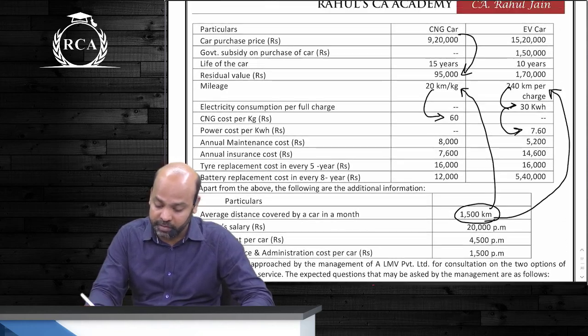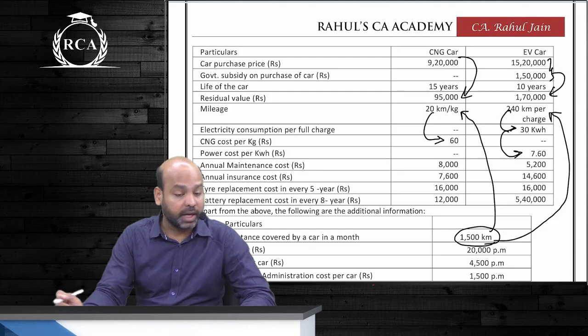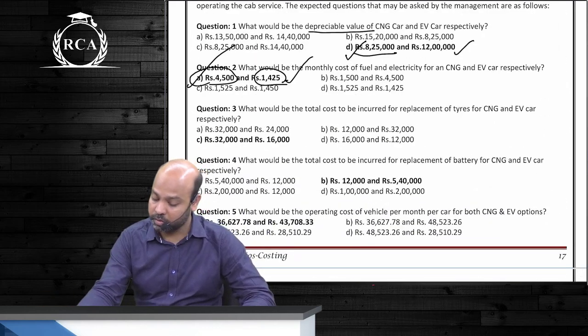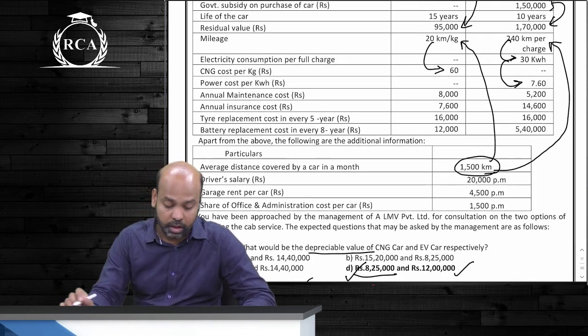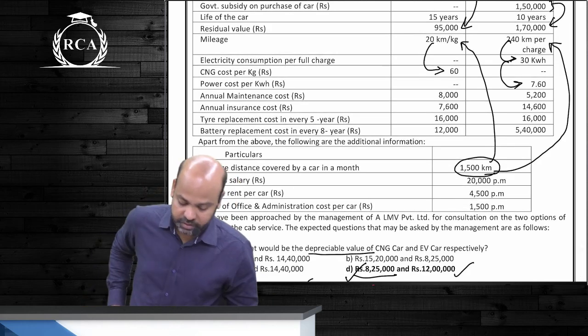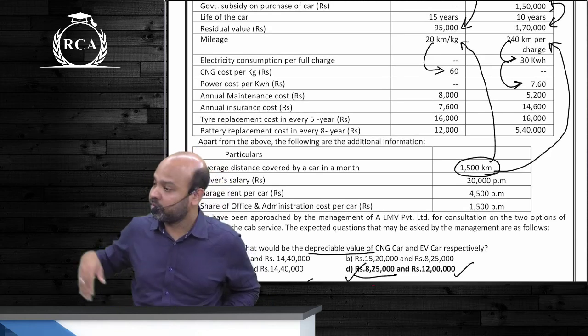8,25,000. Next, beta, what was the difference? 13 lakhs minus 1,70,000. 12 lakhs. This is the depreciable value. Are we clear about this, guys? Then, beta, they've given us annual maintenance cost, annual insurance cost. Tire replacement cost once in every 5 years.